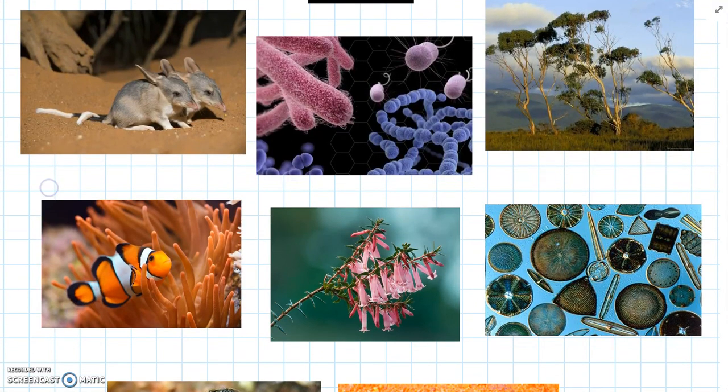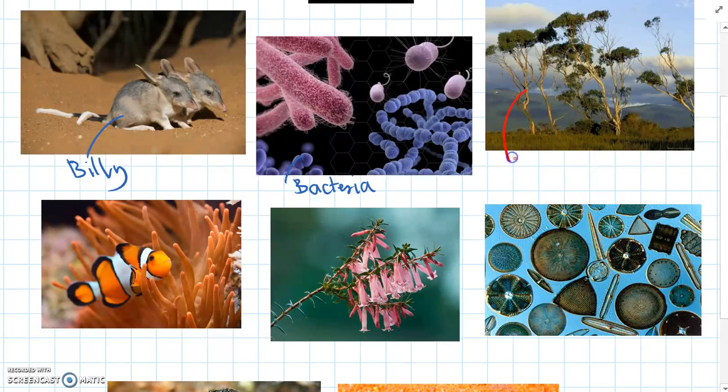So here are some pictures of living things. We have some bilbies here, which is a small mammal that lives in the desert in Australia. And then in this one we have some bacteria, which are the smallest types of living things. They're microscopic and they live everywhere. They live inside our bodies, they live in rocks, on the ground. You can find bacteria everywhere.